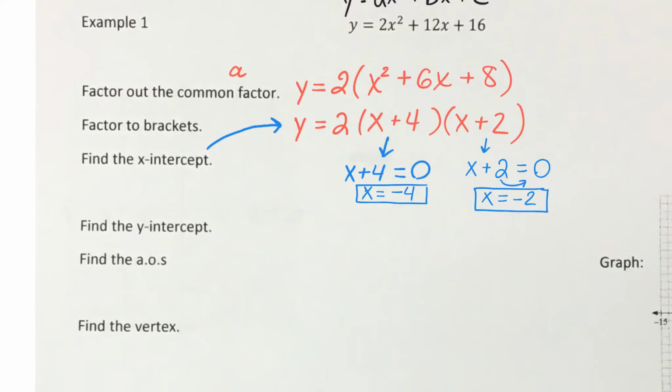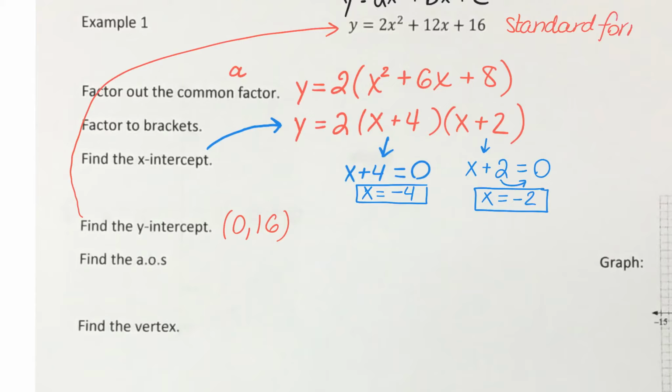Our next step is to find the y-intercept. Your y-intercept does not come from the factored versions. No, it needs to come from standard form. So if you look up there and you replace your x with zeros, you will find that y equals 16. So your y-intercept is at 0, 16. It came from what is called standard form, or since it's the first function we gave you, we call that your original function.